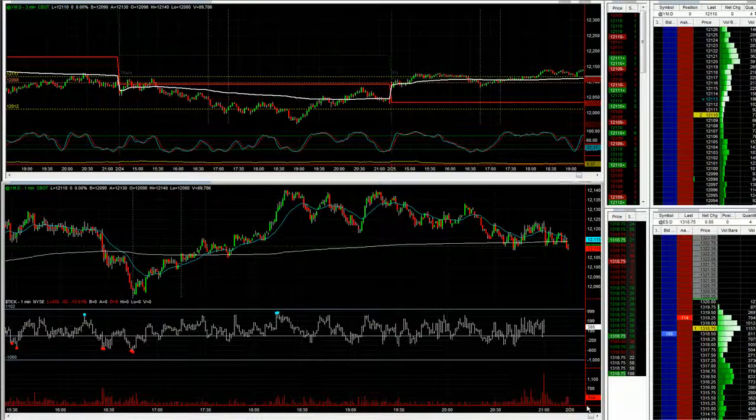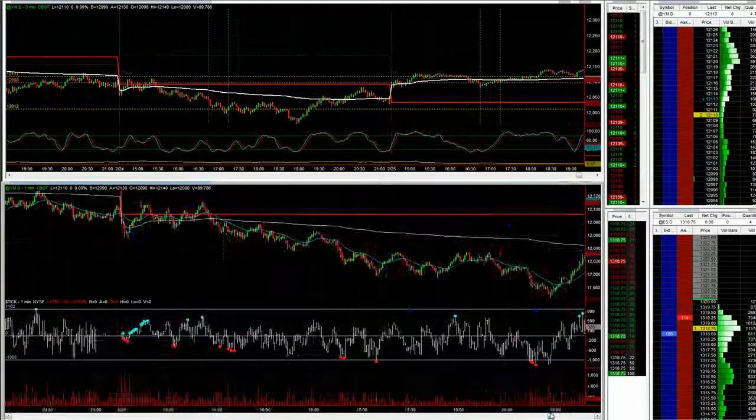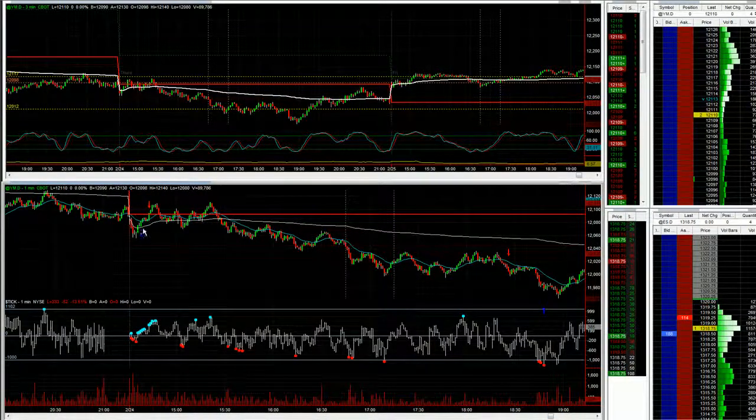Very quickly on the Dow. Nothing on Friday for me. Thursday, gap trade. Back on the old classic gap.